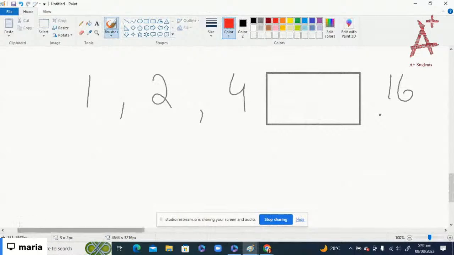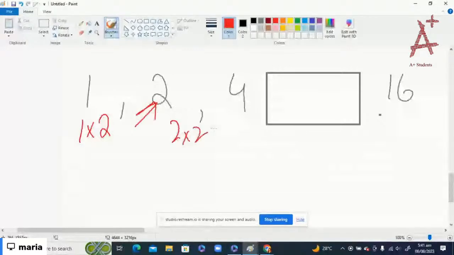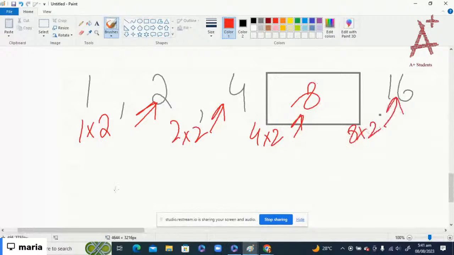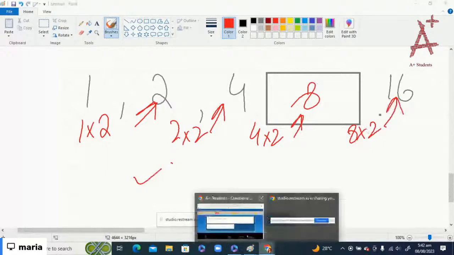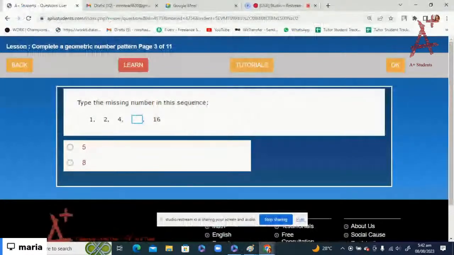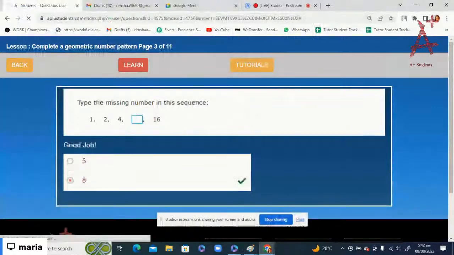So here it is 2. One times 2 is 2. 2 times 2 is 4. 4 times 2 is 8. 8 times 2 is 16, and that is the pattern. Got it? This is the pattern we follow here. That is 8. Let's check, is that right? Yeah, it's right.